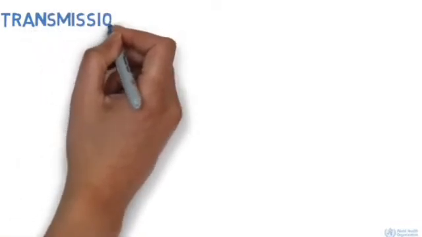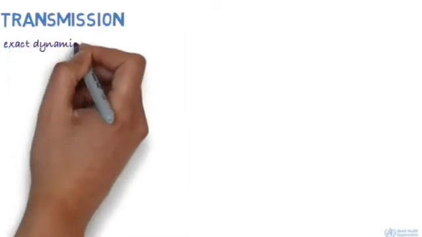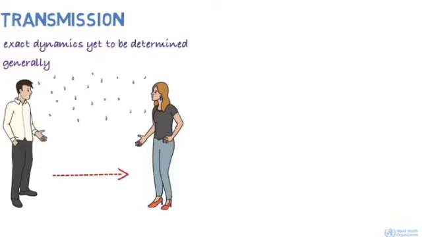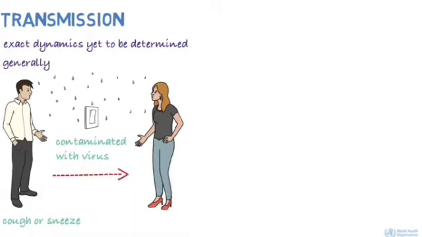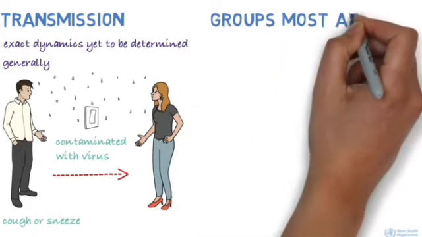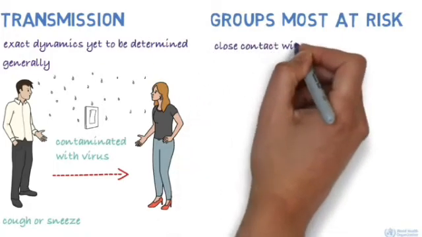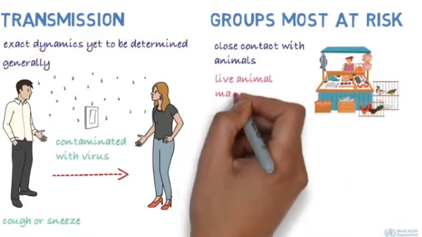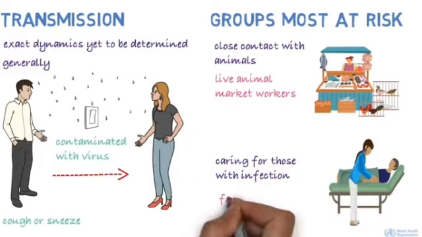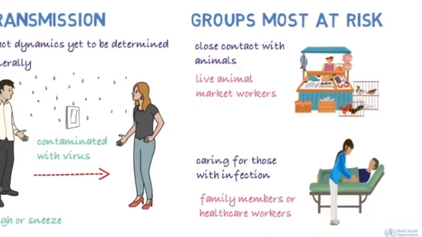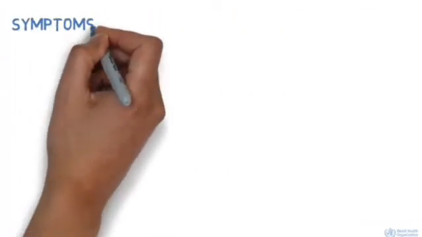How is it transmitted? The exact dynamics of how the virus is transmitted is yet to be determined. In general, respiratory viruses are usually transmitted through droplets created when an infected person coughs or sneezes, or through something that has been contaminated with the virus. People most at risk of infection from the novel coronavirus are those in close contact with animals, such as live animal market workers, and those who are caring for people infected with the virus, such as family members or healthcare workers. So, how does the disease present?